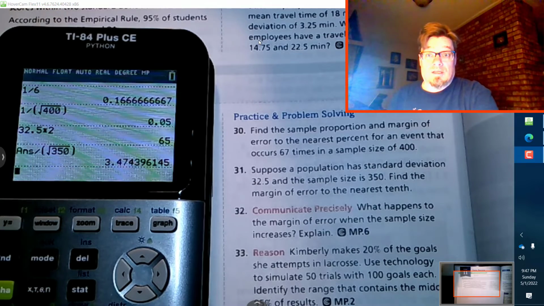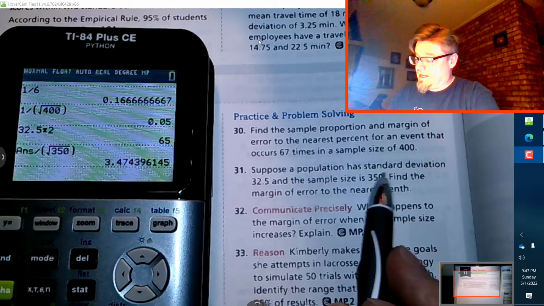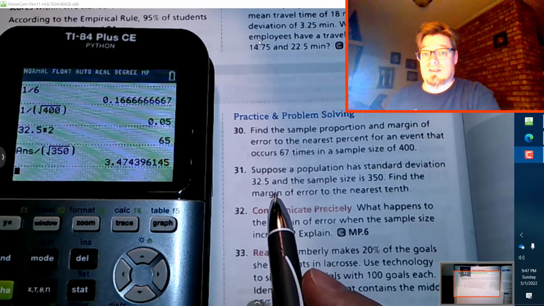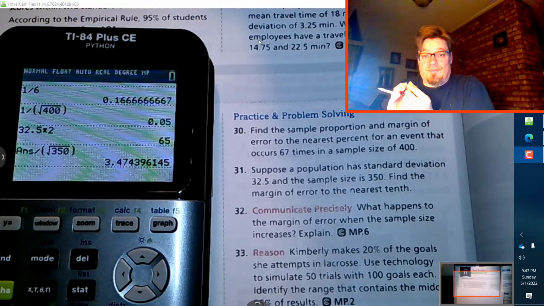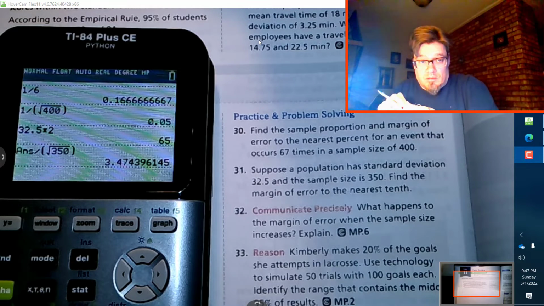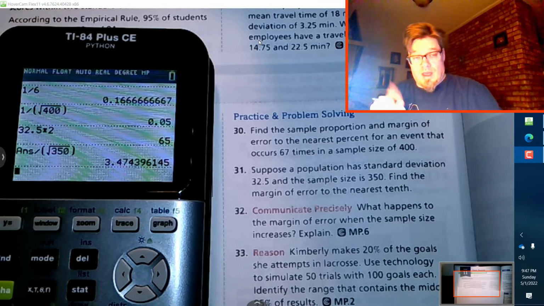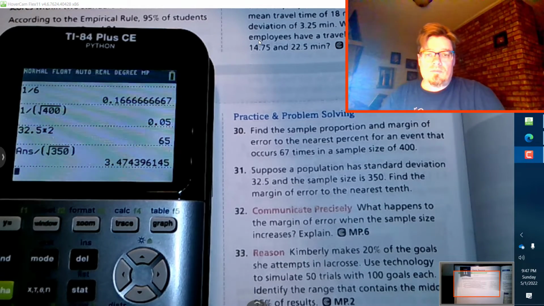3.5, we don't know what that means. Okay, we have no idea. As a population has a standard deviation of this, we don't know what 32.5 represents at all. We just know that the margin of error is 3.5 this way and 3.5 that way.